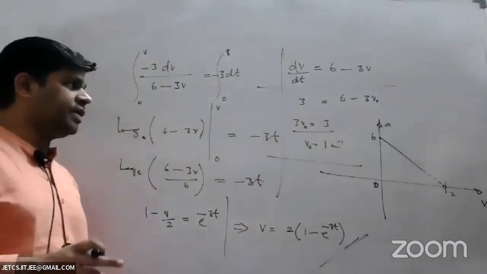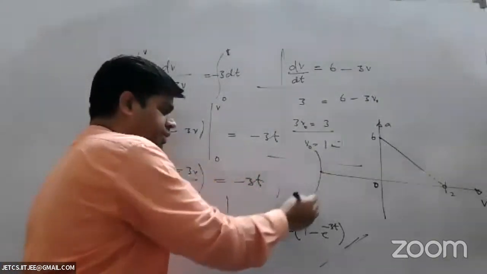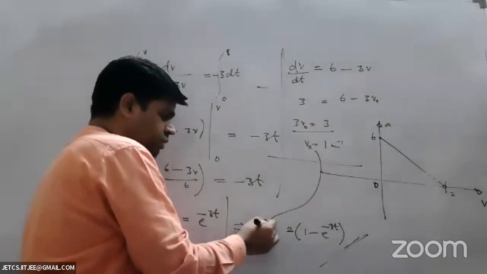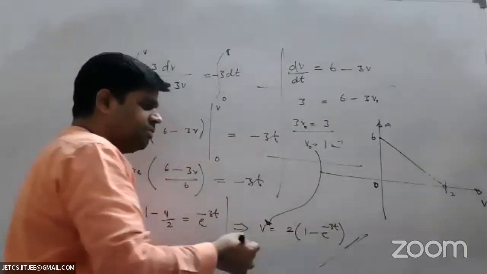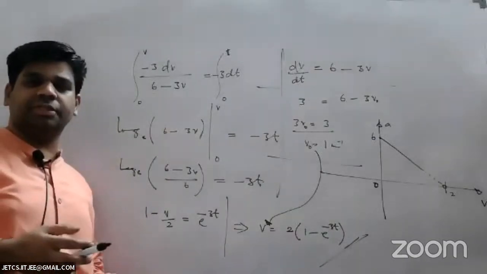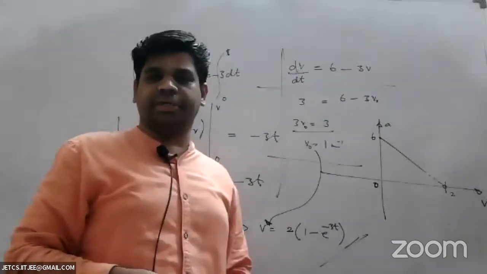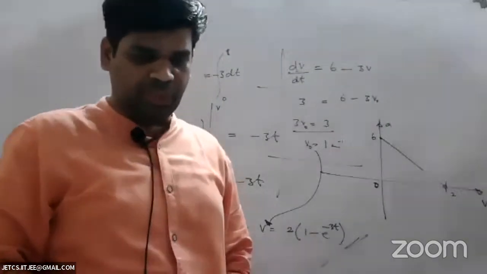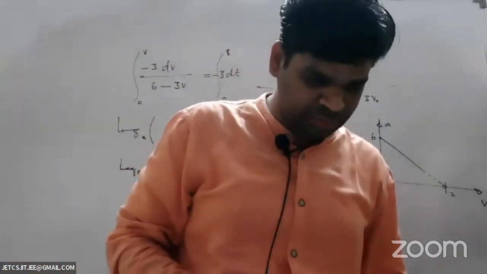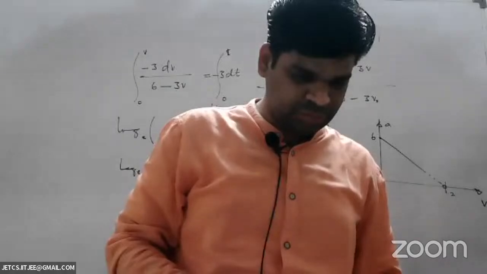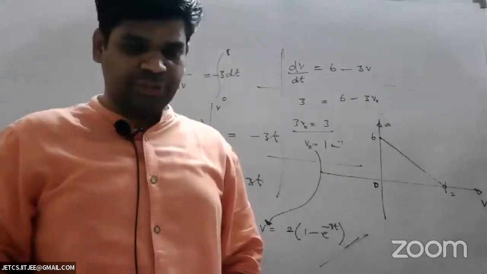Now, if I were to find out at what time this happens, how do I do it? I substitute this 1 in the equation for v as a function of t. I'll get the time t, the instant at which acceleration is half the initial value, or velocity is 1 meter per second. All right, let's go for the next one.